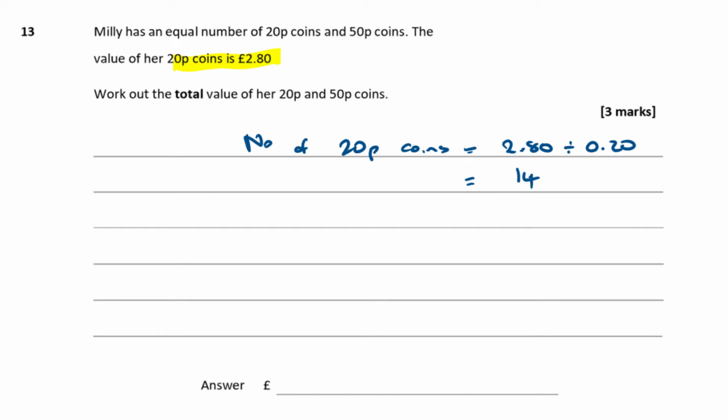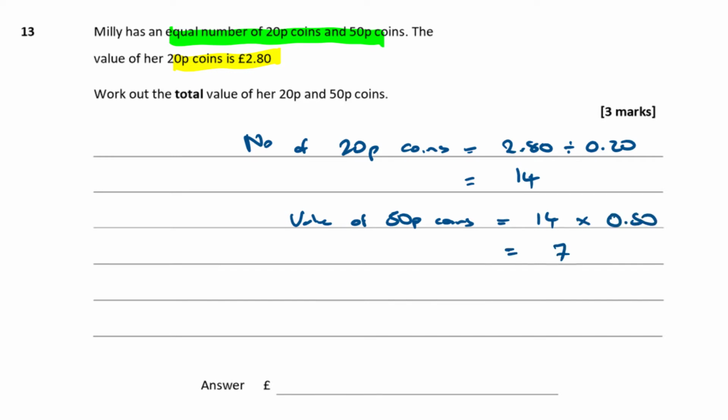You can do it on a calculator as well. 2.8 divided by 0.2 should give you 14. So now I know I've got 14 coins. We're told that they're equal number of 20 and 50p coins, so there must be 14 50p coins. So the value of 50p's is going to be the 14 lots of 50p, which is £7, isn't it?